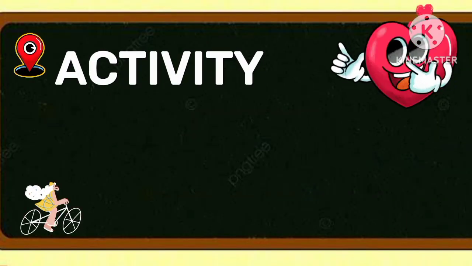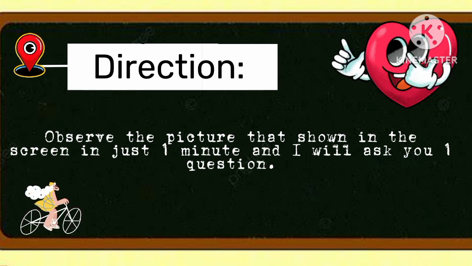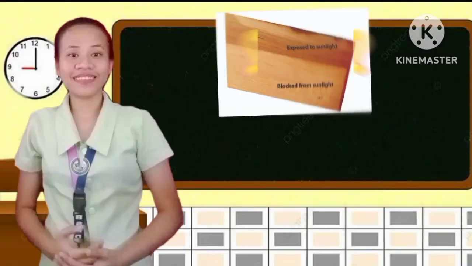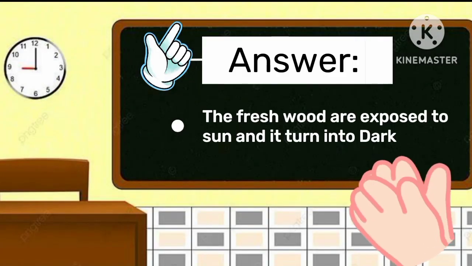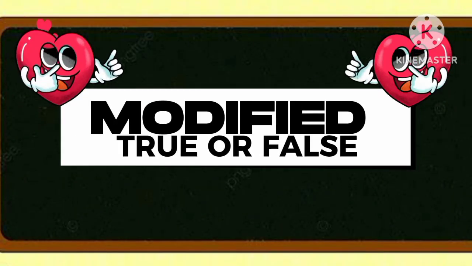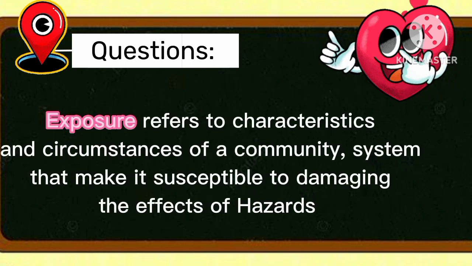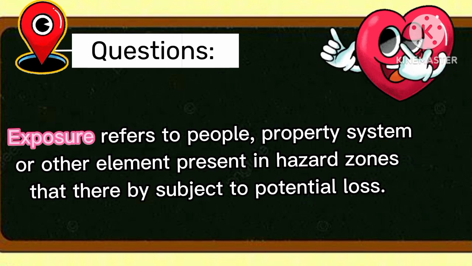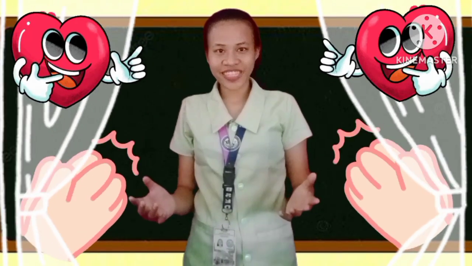Now, to deepen your understanding, let's have an activity. This activity is called Describe Me. What is the hazard shown in the picture? When can we say that the situation given to you is an example of exposure? Very good, learners. We will have a last activity. Excellent, learners! You've got a perfect score.